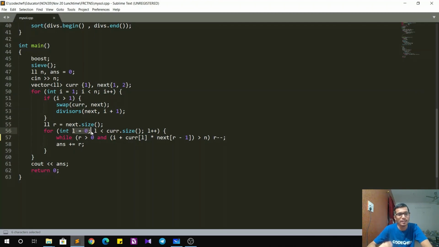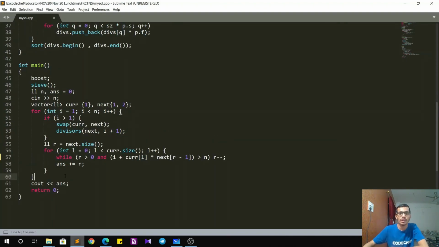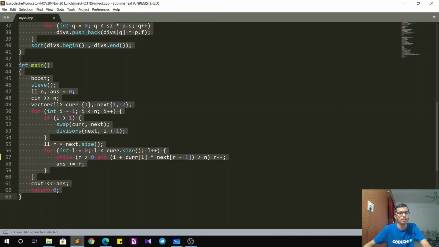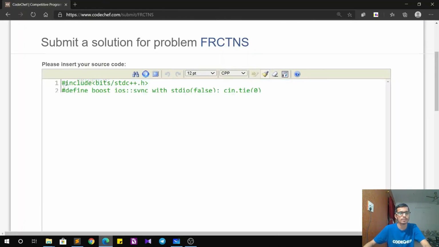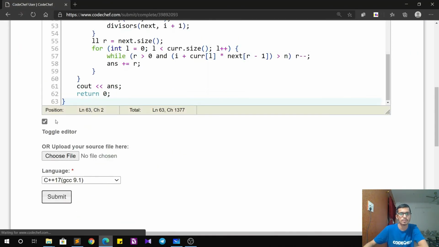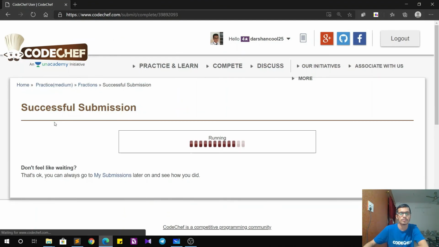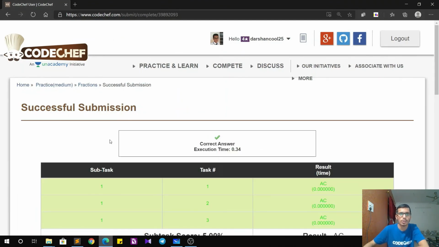And that's it. That completes our solution. Once we have calculated the answer for all the possible values of A, we just output the answer. So without wasting any more time, let's submit the code on CodeChef IDE and let's hope for a quick AC. Great, so our solution works.